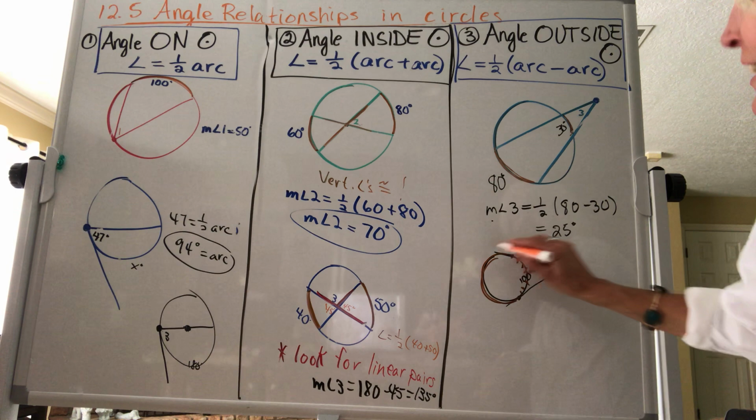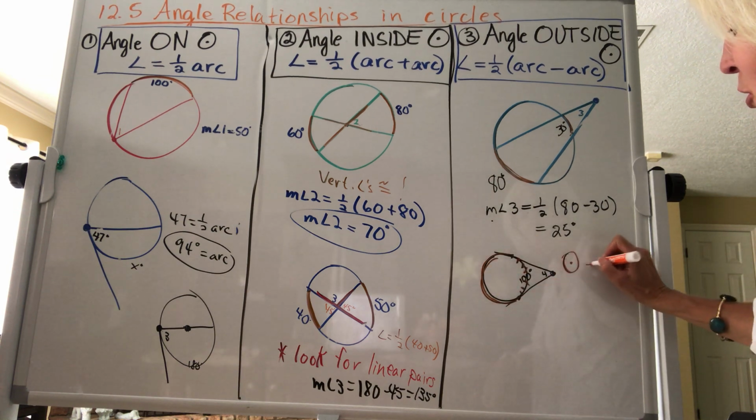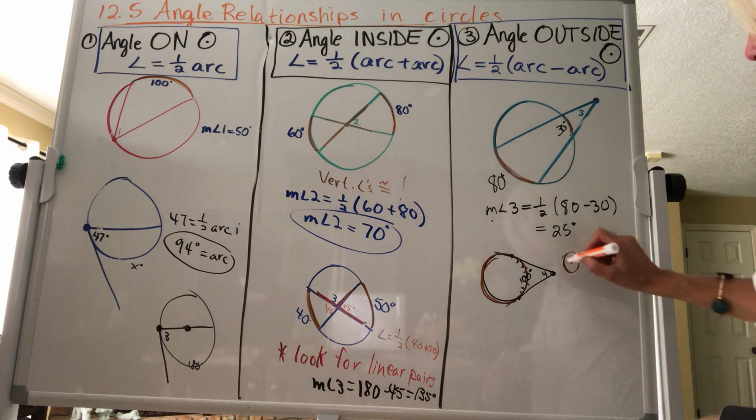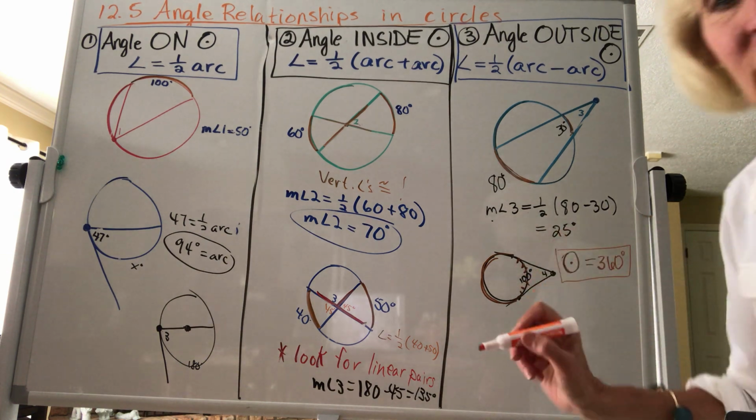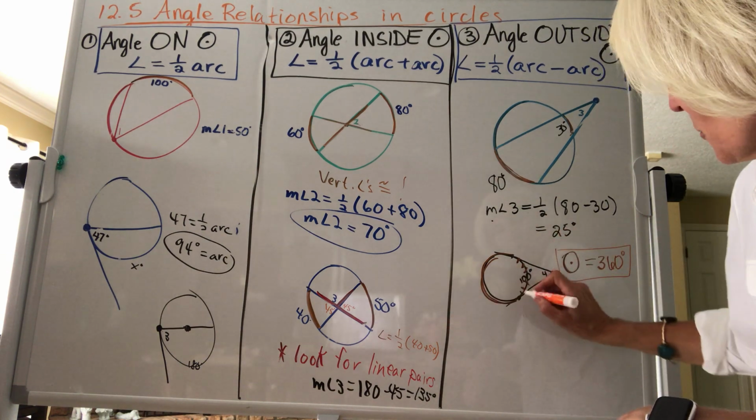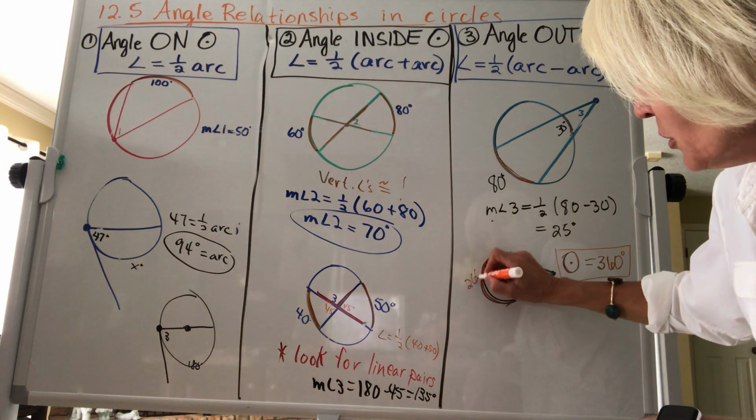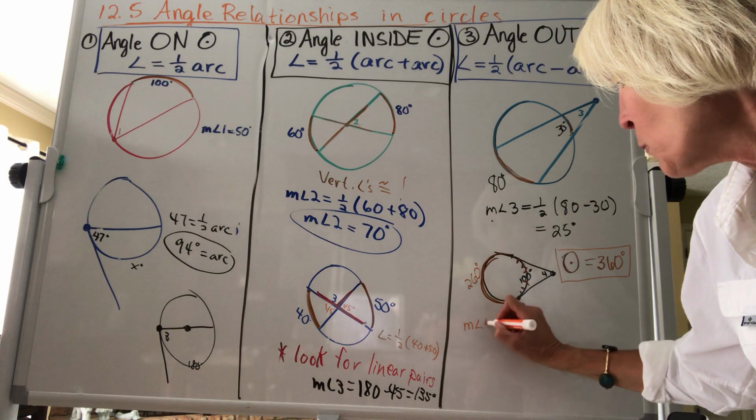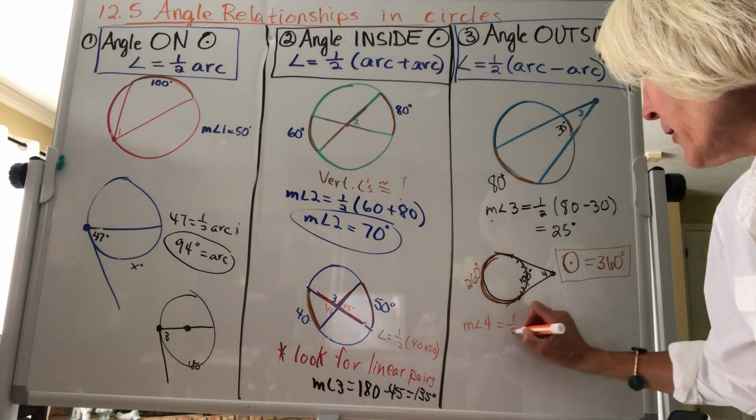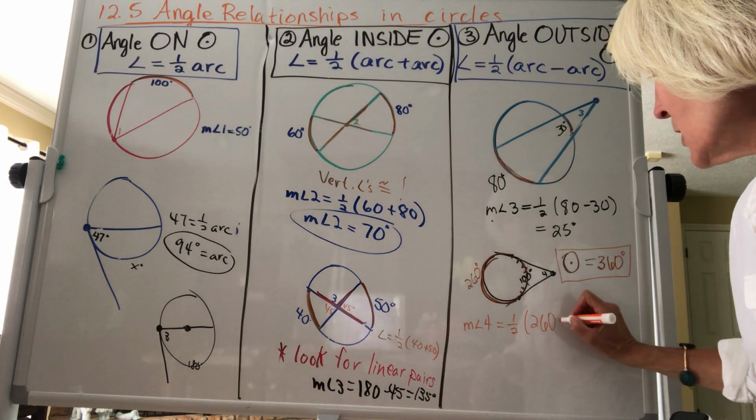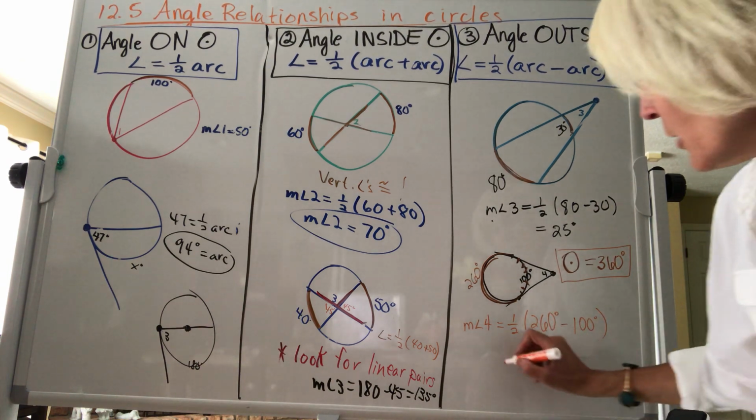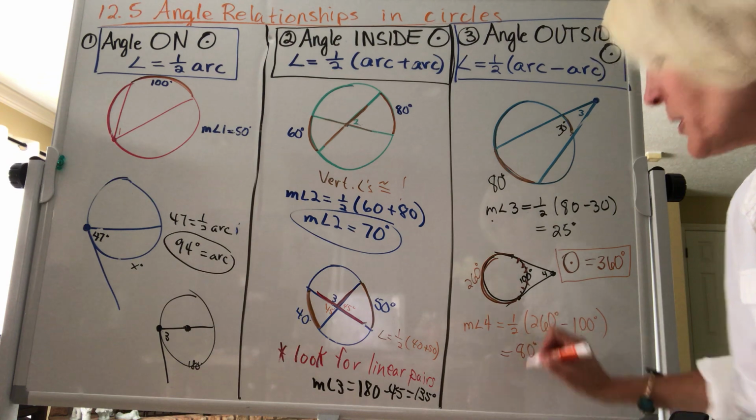Some of you are catching on. You have to remember that the circle has 360 degrees. So that's another review. It's just a lot of review on this assignment. So this is 360 degrees. That would make that 260 degrees. And I would simply say the measure of angle 4 is equal to half 260 degrees minus 100 degrees. So that would give us 80 degrees.